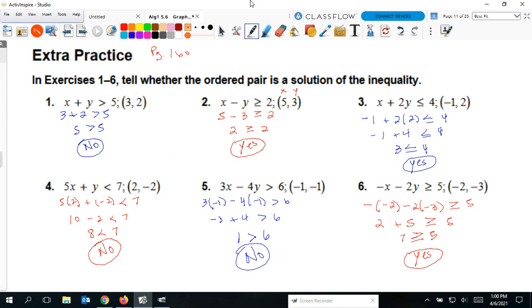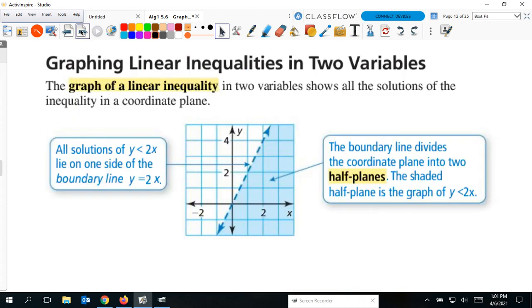Okay, so we're going to use this as we go forward into graphing a little bit. I'll show you how we could use this to check our solutions, to see if we are correct on our graphing. All right, let's move on to the next part here, which is graphing linear inequalities in 2 variables.